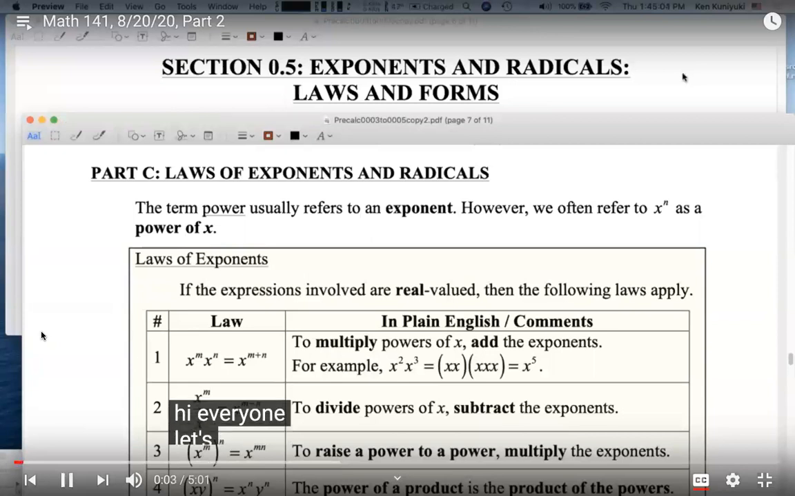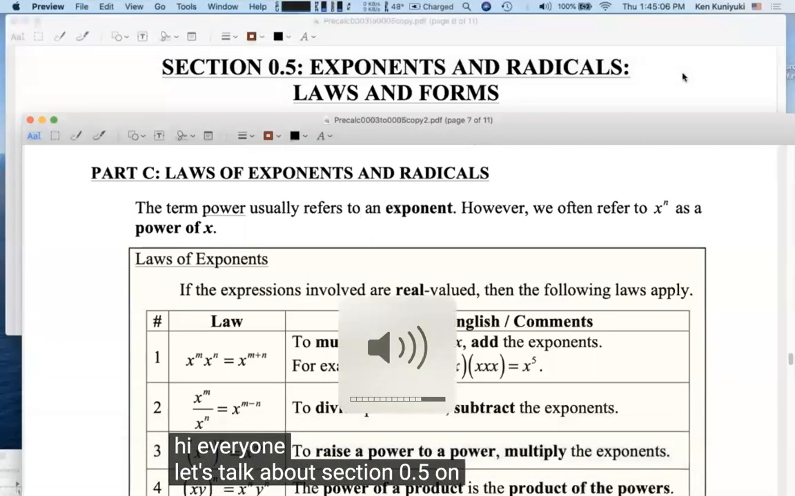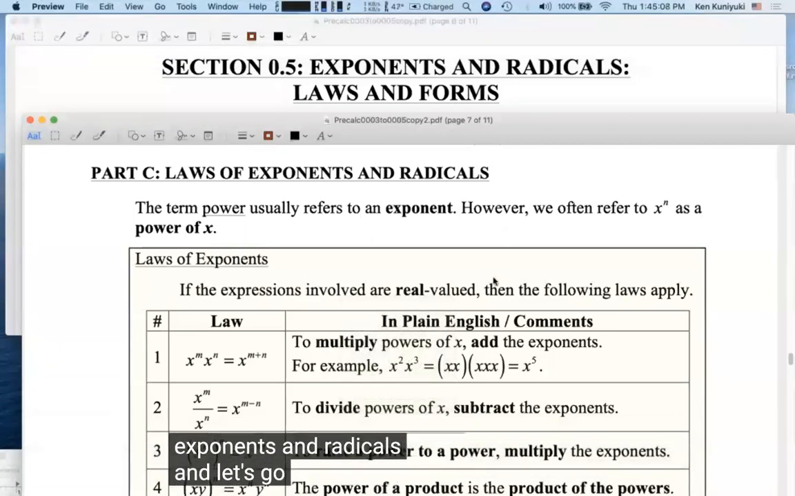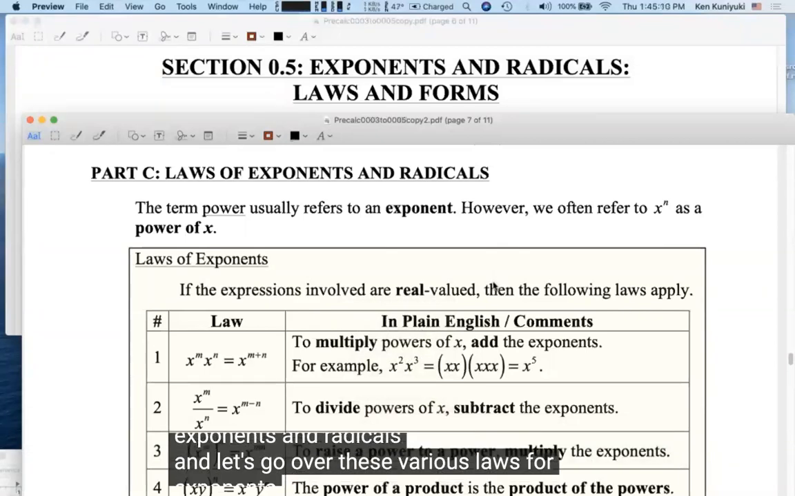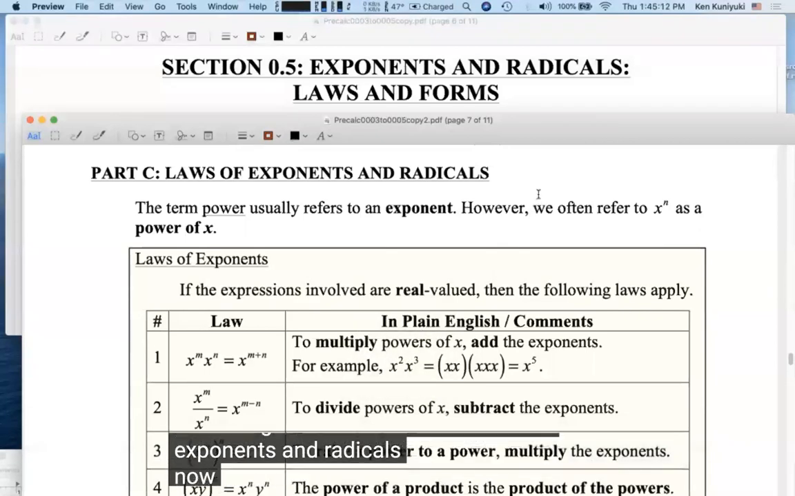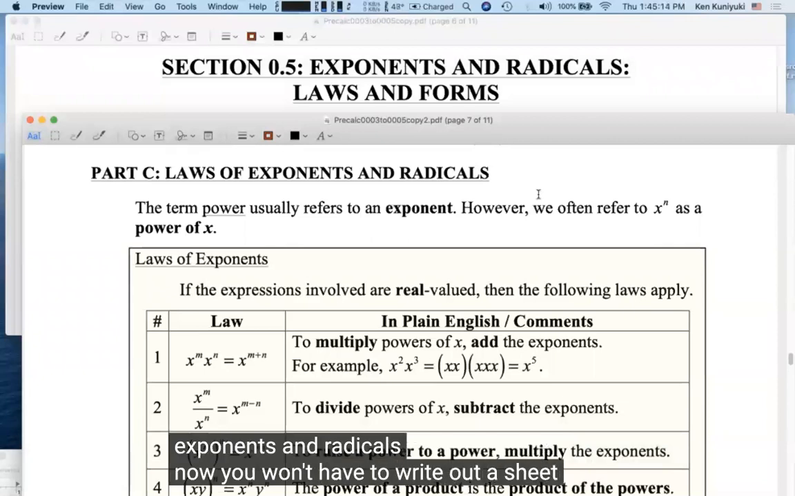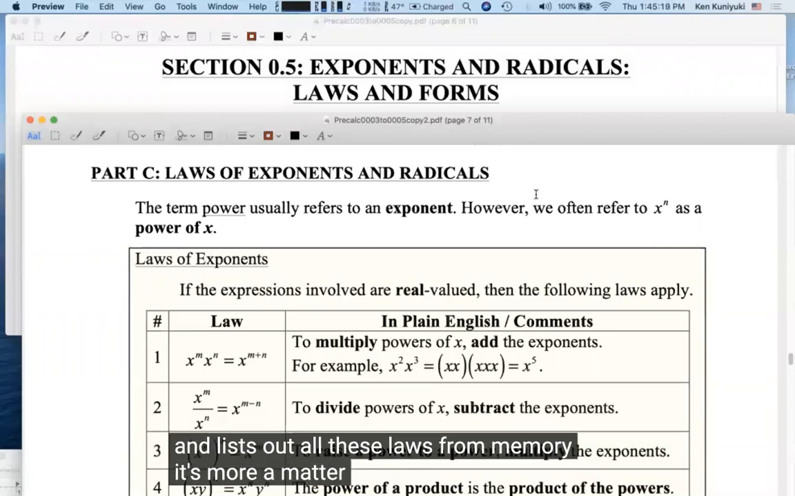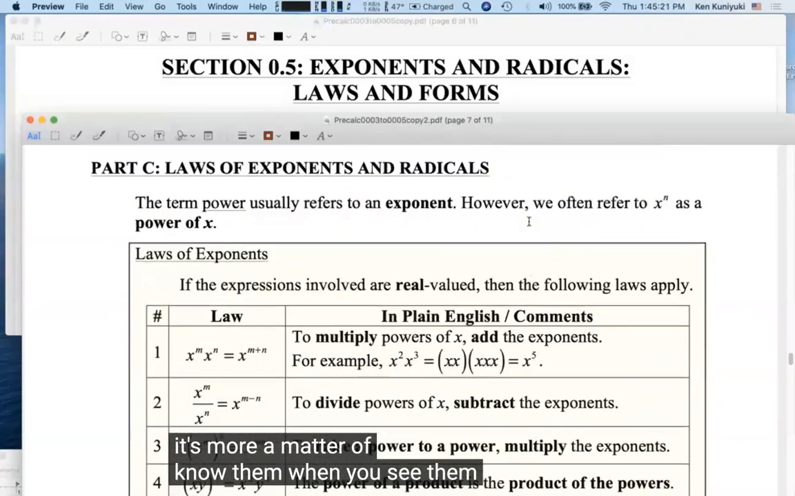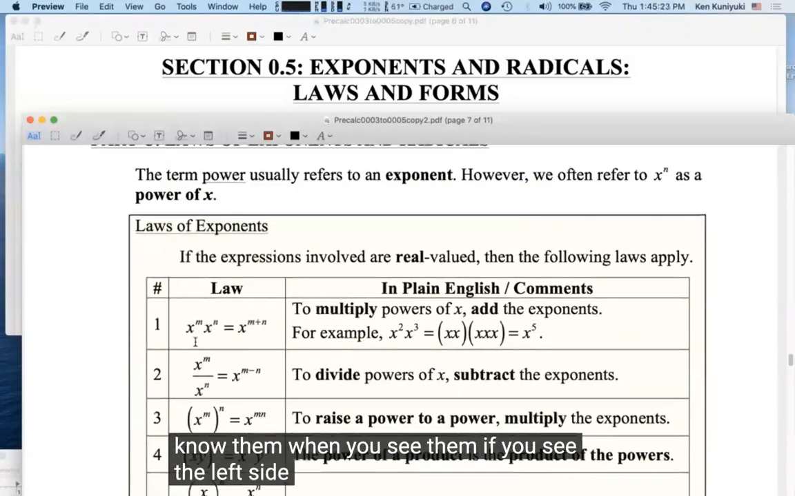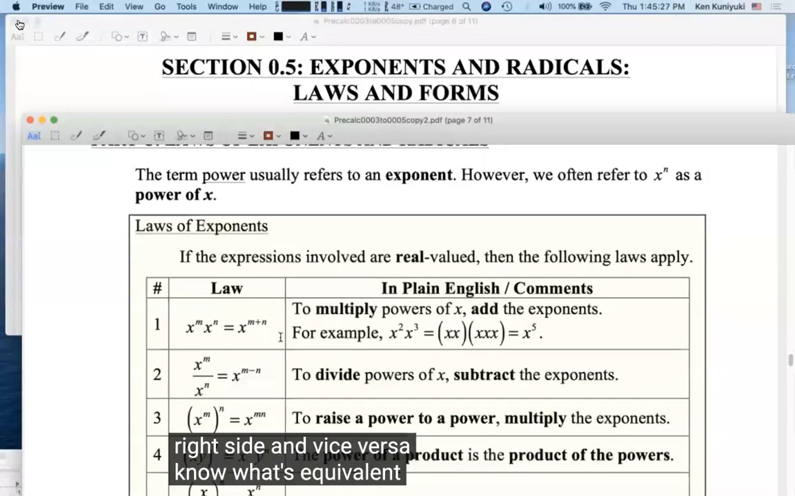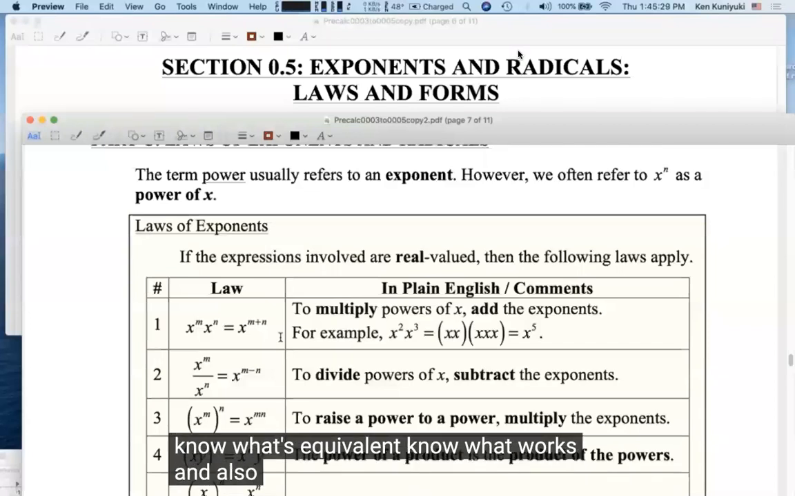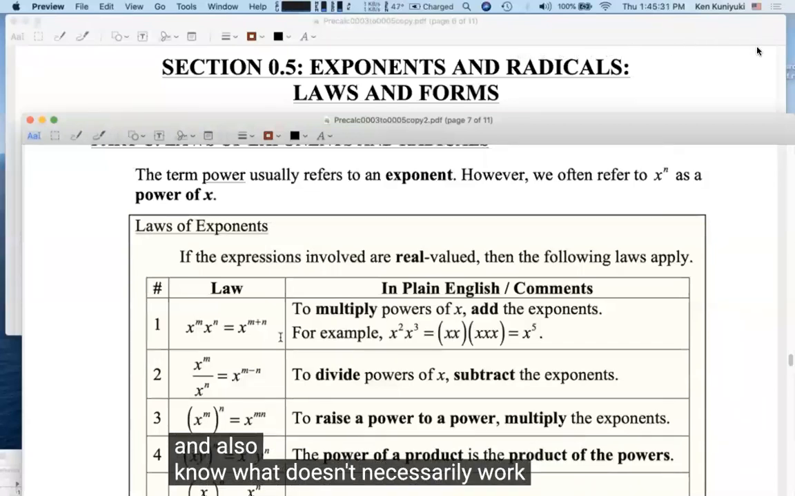Hi everyone, let's talk about section 0.5 on exponents and radicals. And let's go over these various laws for exponents and radicals. Now, you won't have to write out a sheet of paper and list out all these laws from memory. It's more a matter of know them when you see them. If you see the left side, be able to write down the right side and vice versa. Know what's equivalent, know what works, and also know what doesn't necessarily work.